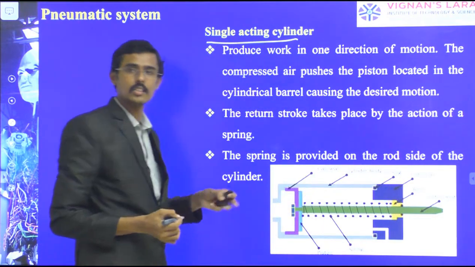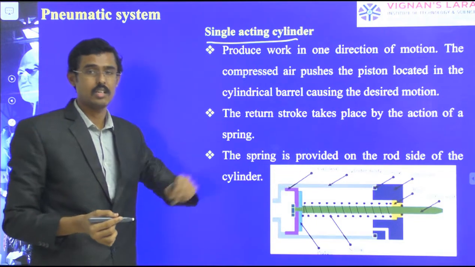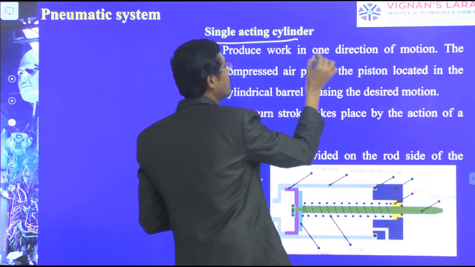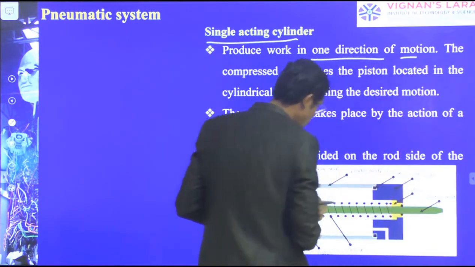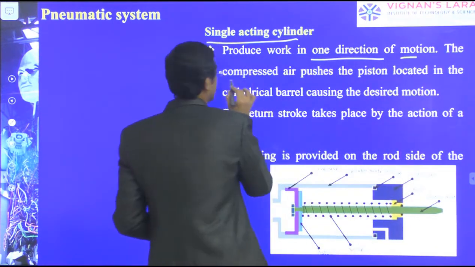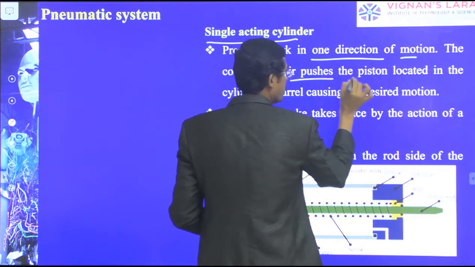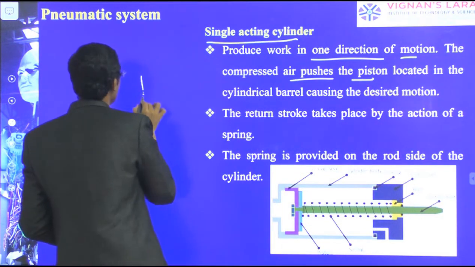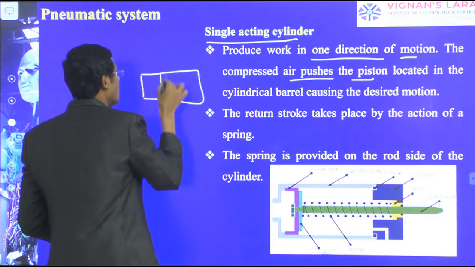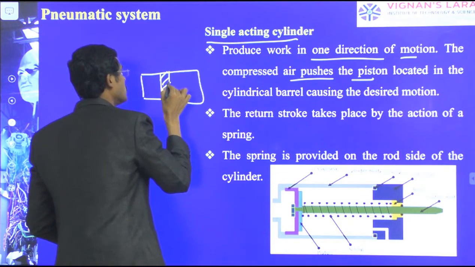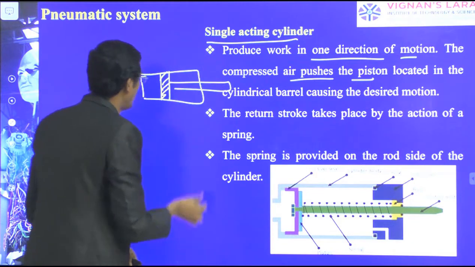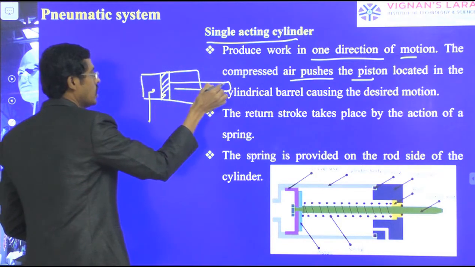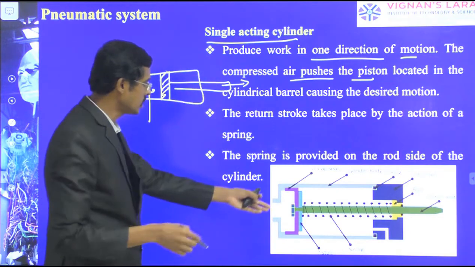Single acting cylinder, we have already seen this even in hydraulic systems. It produces work in one direction of motion only. The compressed air pushes the piston located in the cylinder bore, causing the desired motion. So I have taken this. This is the single acting cylinder, and the air is given as inlet. Therefore it is going to push and it is going to move. That is what this one is.